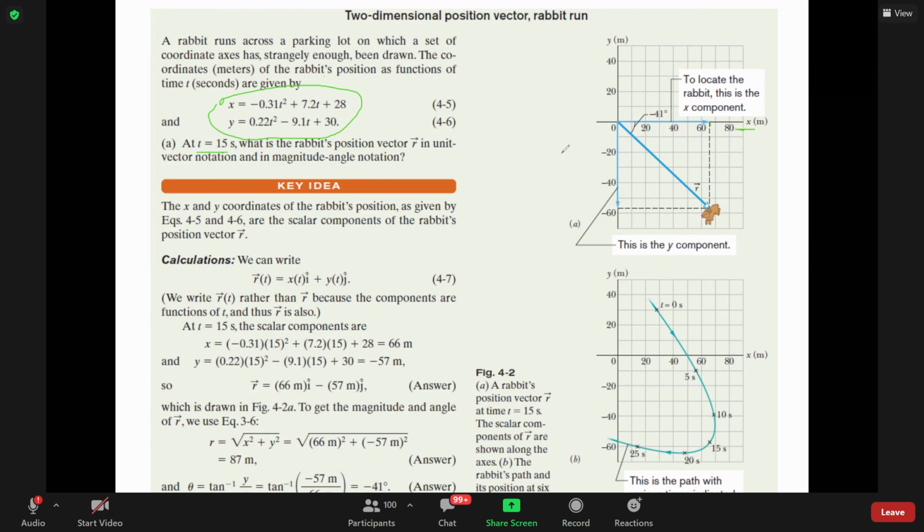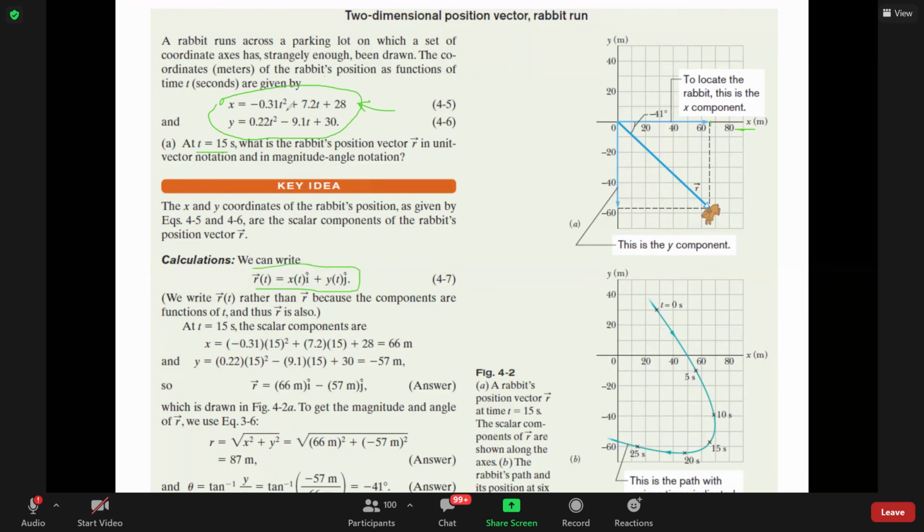I substitute the 15 for x and substitute the 15 for y, and this is my position, x or y. So x as a function. He said, I tell you the general equations for the position. Tell me at 15, where is the rabbit? So what should I do? This is the general equation of the position vector. R of t is x of t i hat plus y of t j hat.